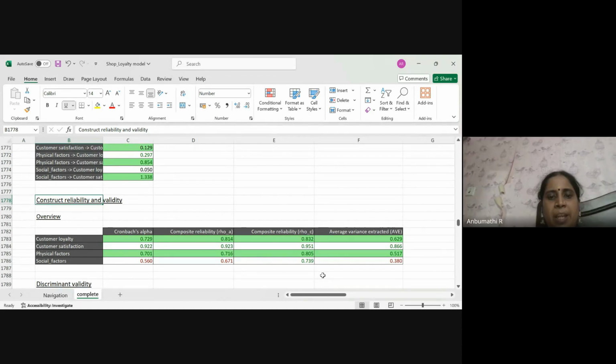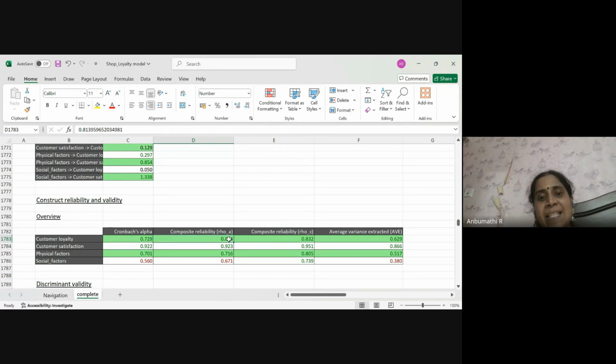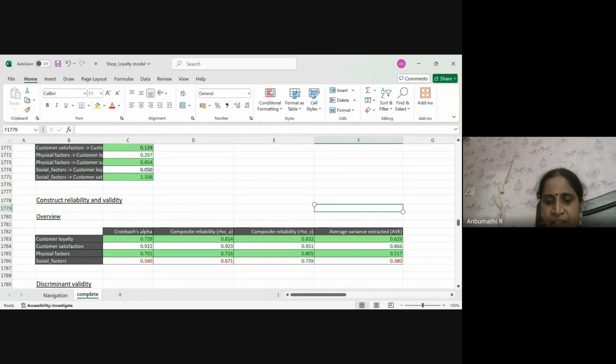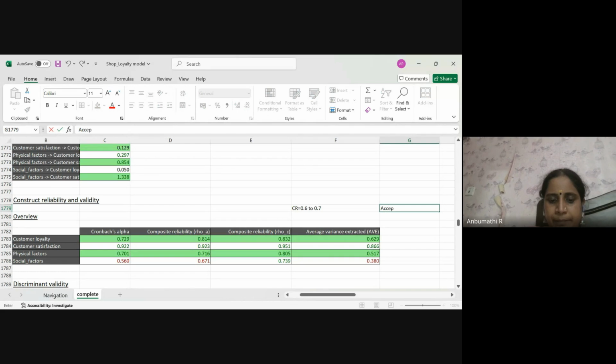So then you have composite reliability row A. In case of composite reliability, there are three ranges. For example, if it is between 0.6 to 0.7, it is in the acceptable range. If the composite reliability, CR, is between 0.6 to 0.7, then it is acceptable.